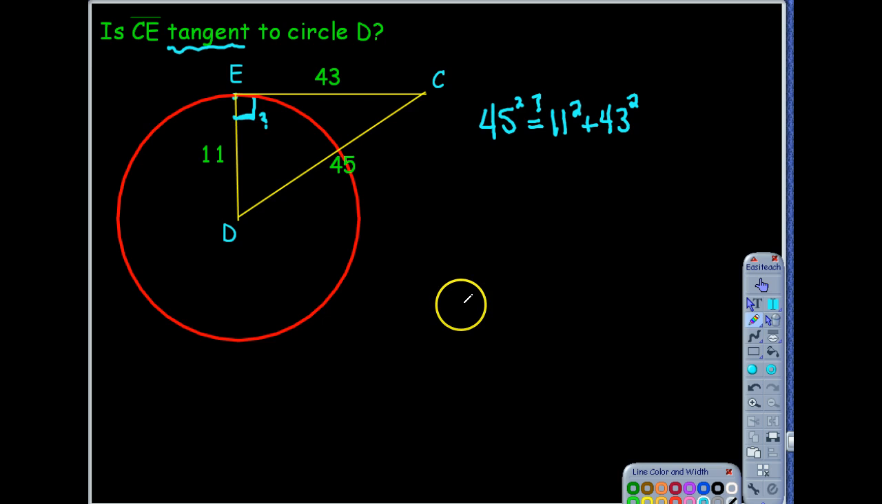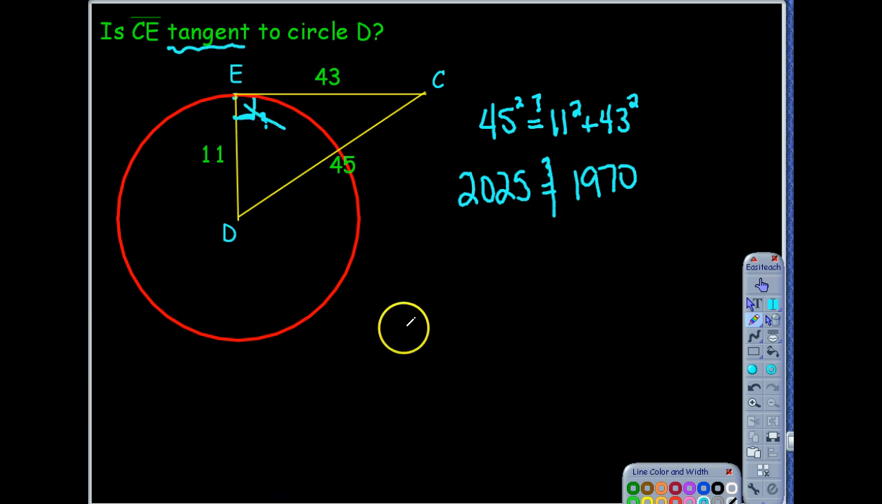Great question. All right, so 45 squared is 2025. And we're going to see, does that equal 11 squared plus 43 squared, all at once. That's 1970. So obviously those are not equal. Therefore, that is not right. So then, is the segment CE tangent to circle D?